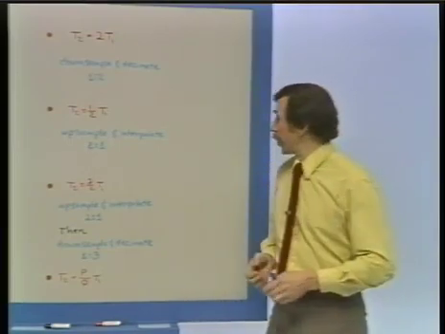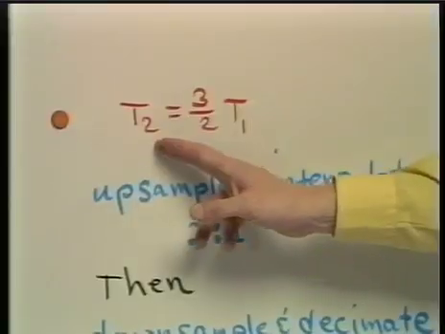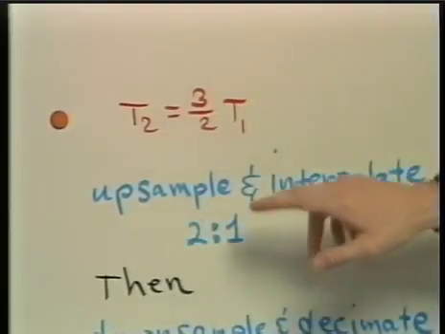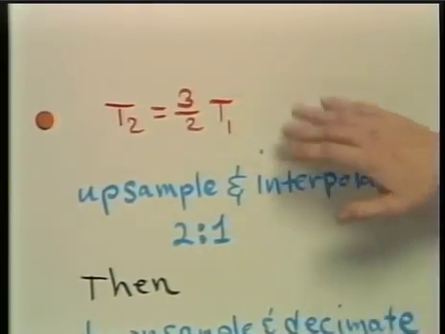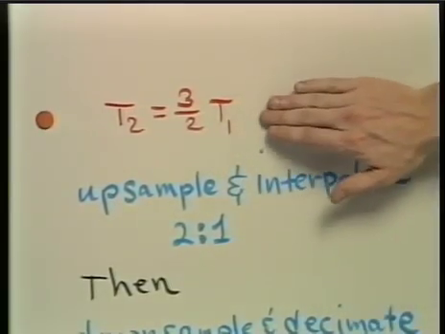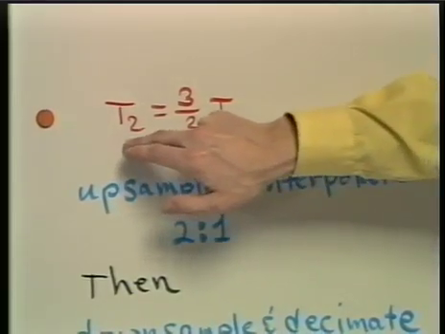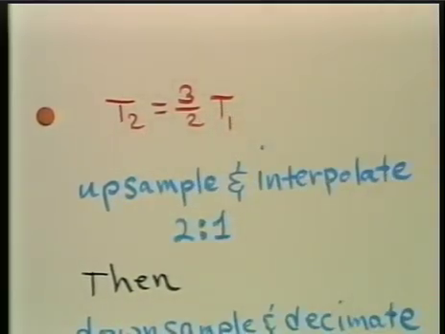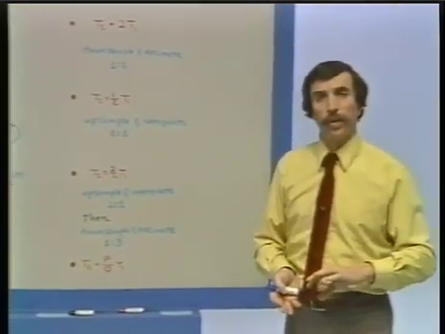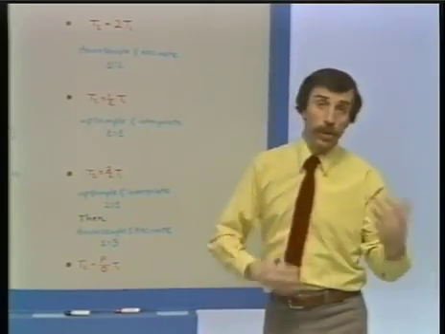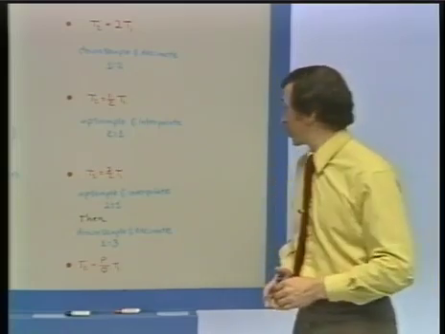A more common situation is that we may have an assumed output sampling period, which is 3/2 of the input sampling period. And now the question is, what are we going to do to convert from this sampling period to this sampling period? Well, in fact, the answer to that is to use a combination of downsampling and upsampling, or upsampling and downsampling, equivalently interpolation and decimation.